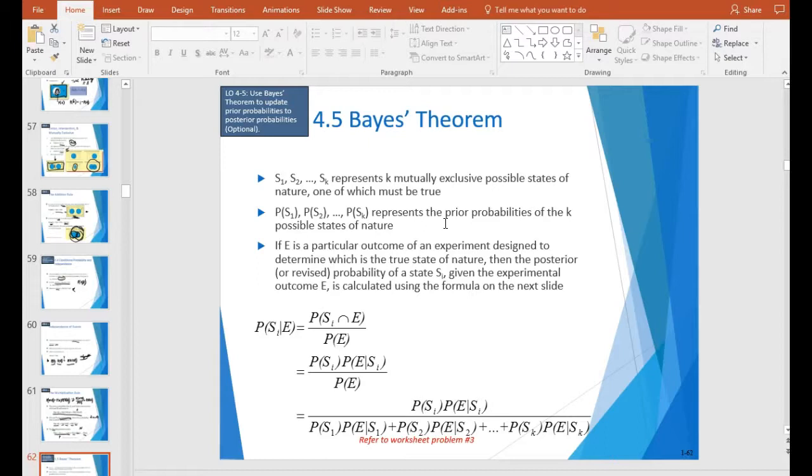I guess what they're kind of saying here: S1, S2 through SK represent K mutually exclusive possible states of nature, one of which must be true. Probability of S1, probability of S2, all the way up through the probability of SK represents the prior probabilities of the K possible states of nature. If E is a particular outcome of an experiment designed to determine which is the true state of nature, then the posterior or revised probability of a state S sub I given the experimental outcome E is calculated using the formula on this slide.